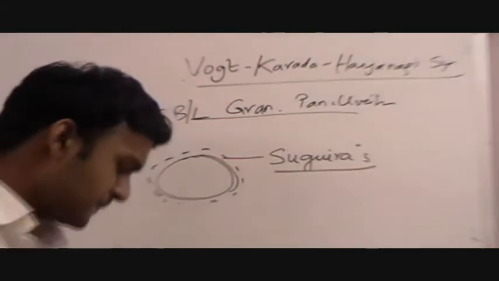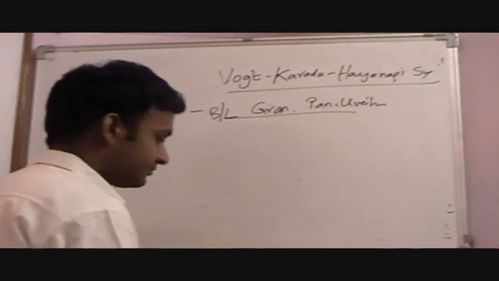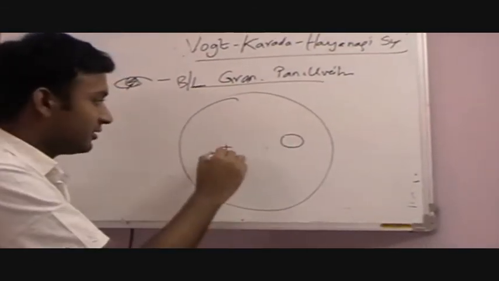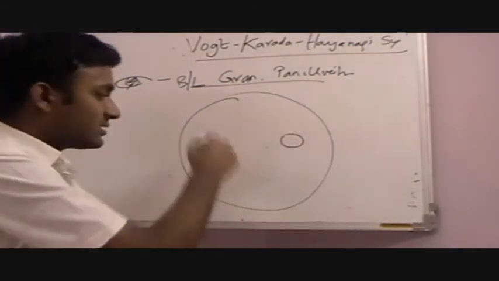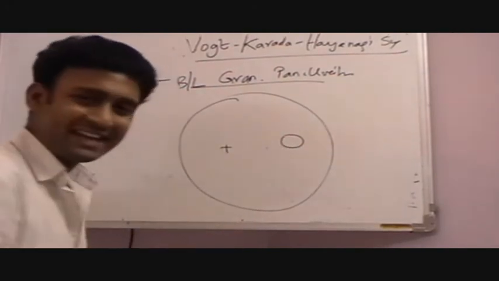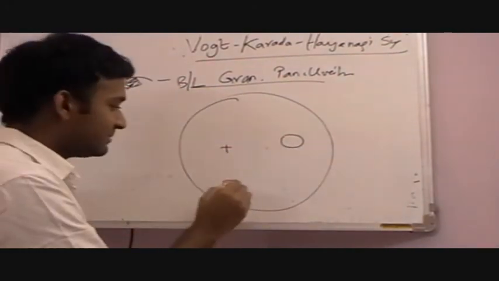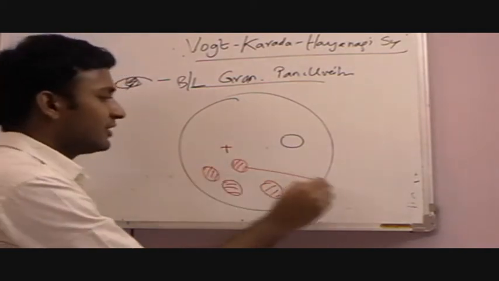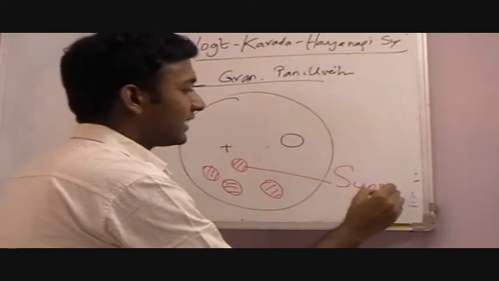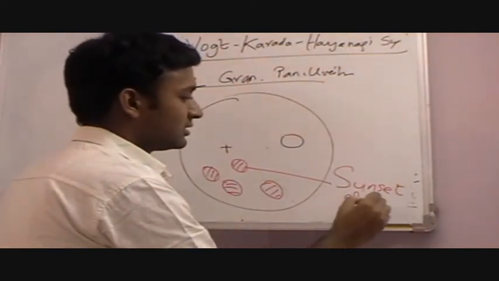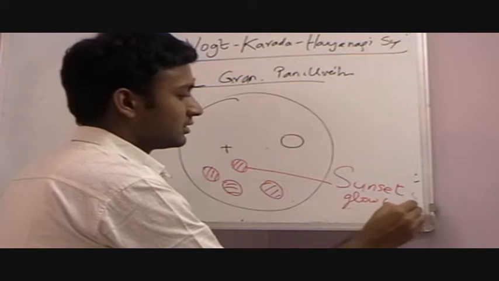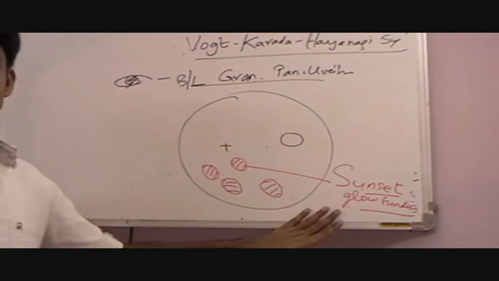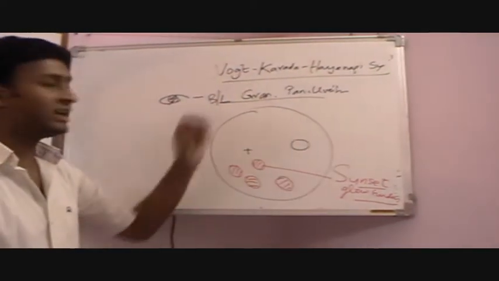Then they will ask on the fundus. Fundus picture, optic nerve, macula. In the fundus you will have some depigmented areas going to be seen. This is what we call the sunset glow fundus. Sunset glow fundus. Okay, understand this. This is sunset glow fundus, which is seen in VKH syndrome.